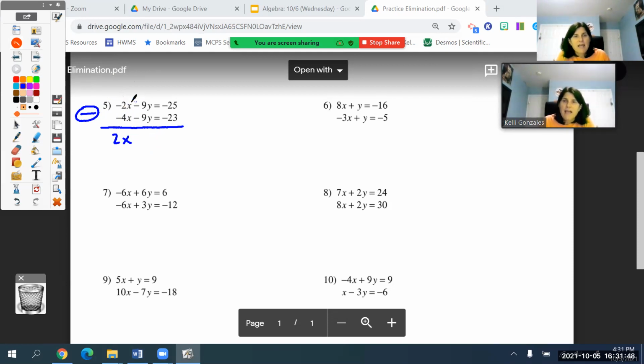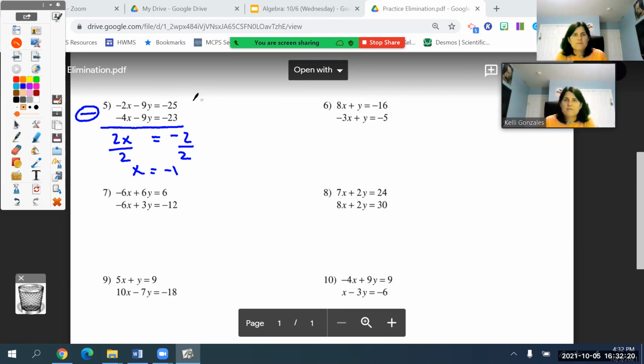Negative 9 minus negative 9 means that they cancel out because a minus and negative means we're actually adding it. And then negative 25 minus negative 23 is negative 2. Right? Now, we're going to just divide by 2. And we get x equals negative 1. So that's the x value of the solution.